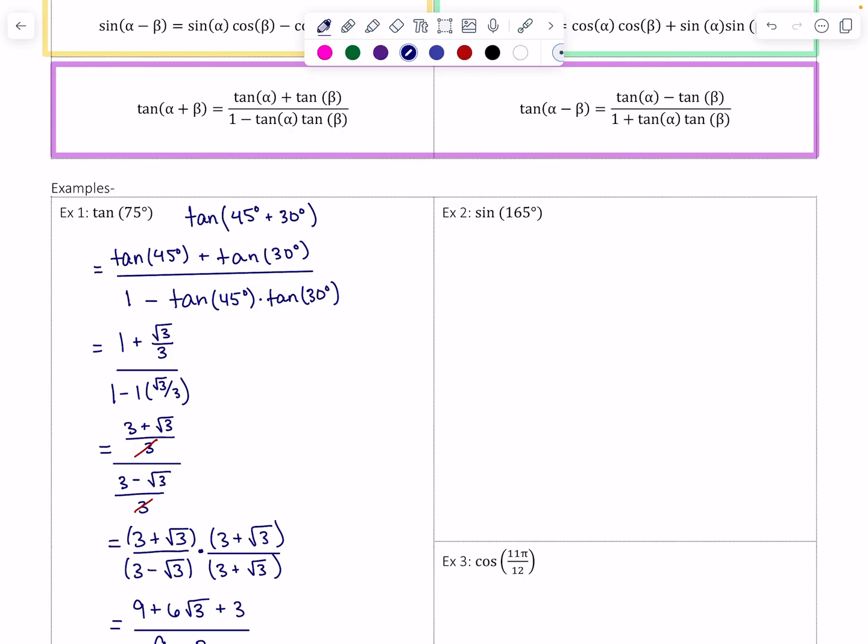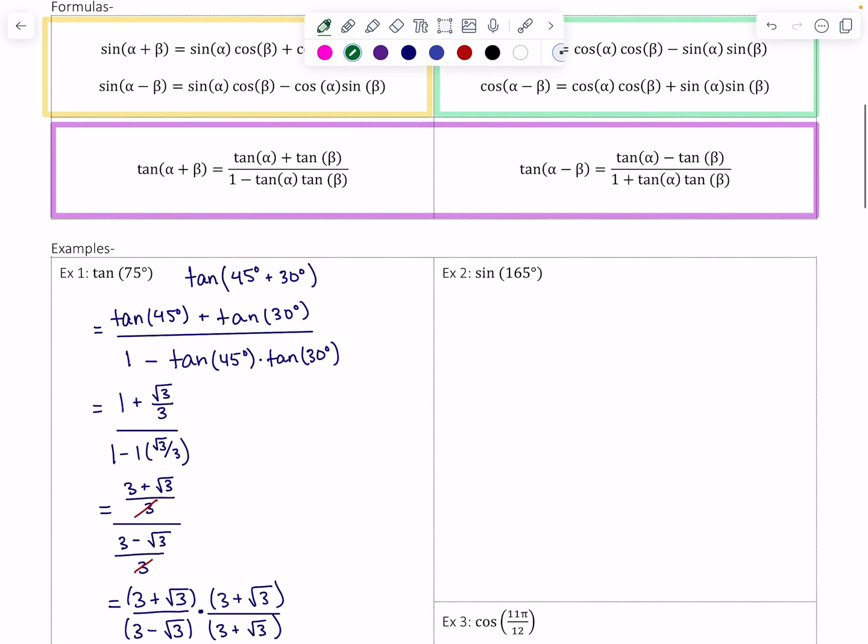So again, the whole goal of this is to split up your degrees into degrees that you can evaluate using your unit circle. This can be done several different ways, FYI. It doesn't have to be done the way that I'm showing you. So I'm going to say sine of 225 degrees minus 60 degrees.